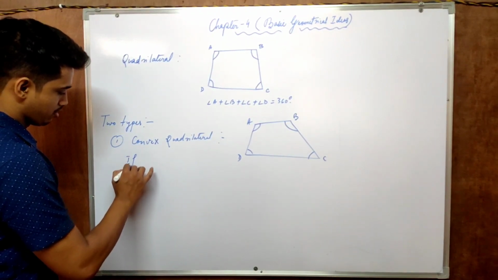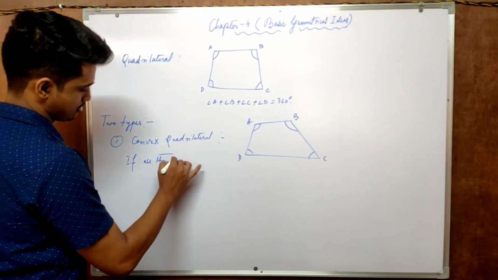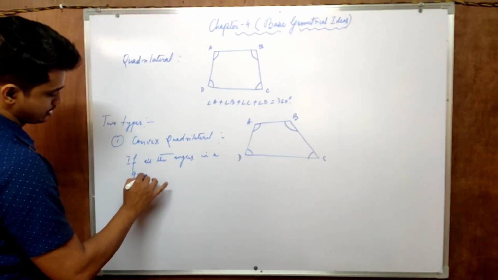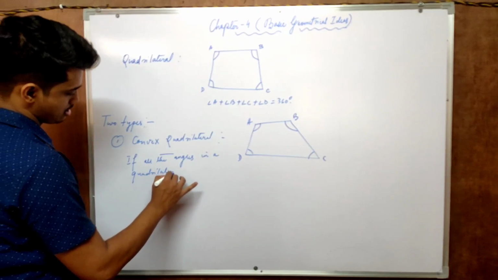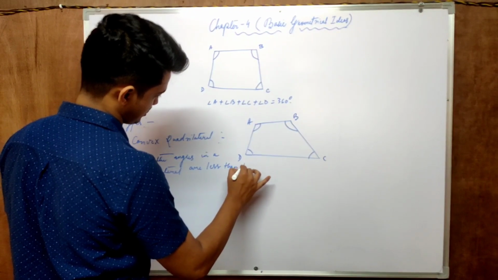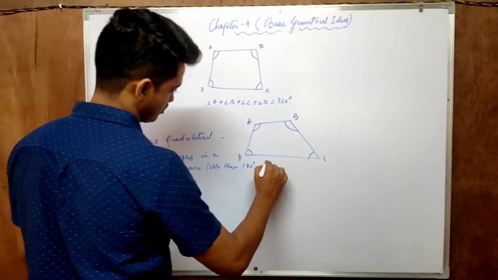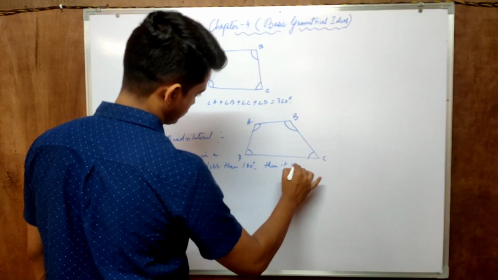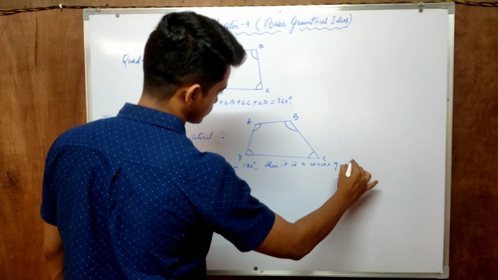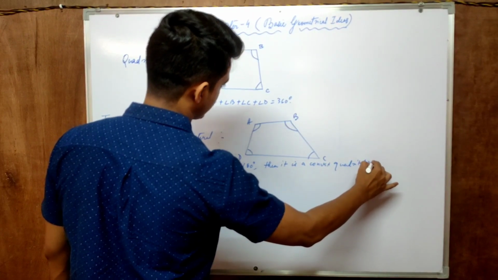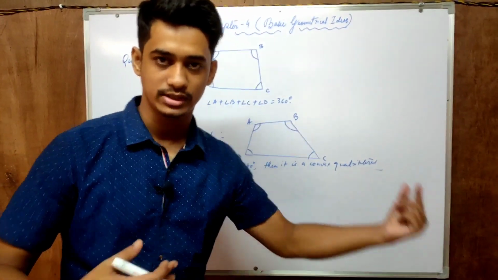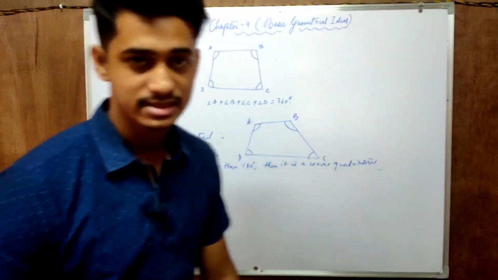So if all the angles in a quadrilateral are less than 180 degrees, then it is a convex quadrilateral. Is it clear? I guess it is. What exactly is a convex quadrilateral? If you measure each and every angle, all the angles should be less than 180 degrees.